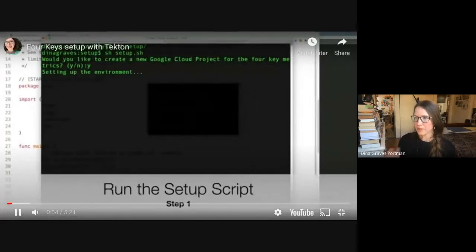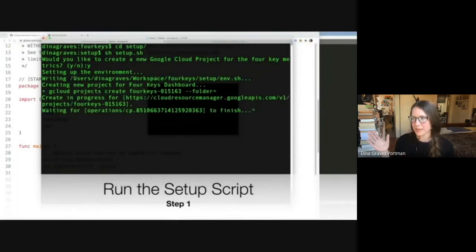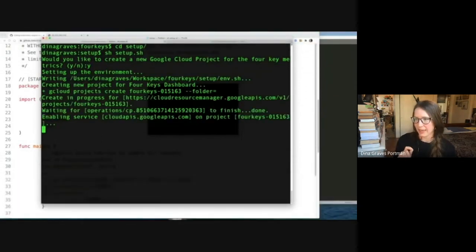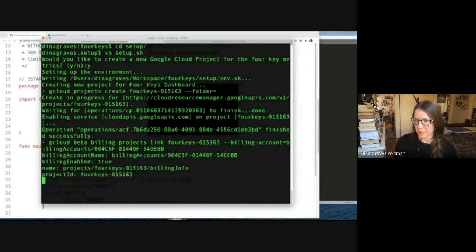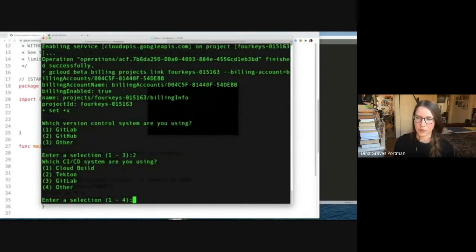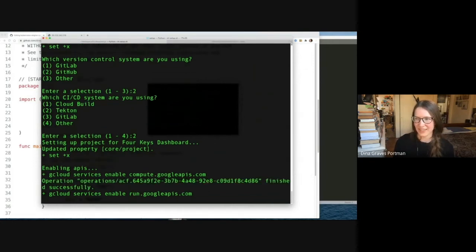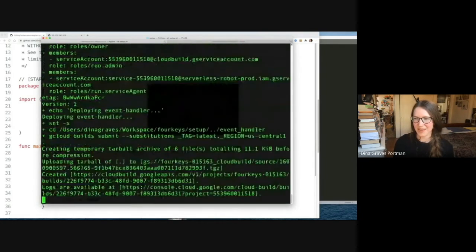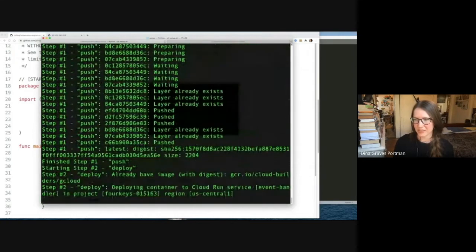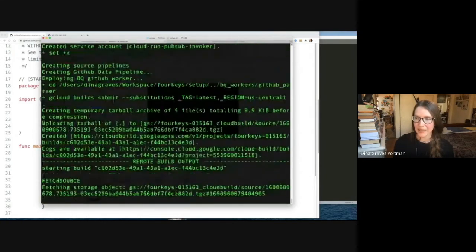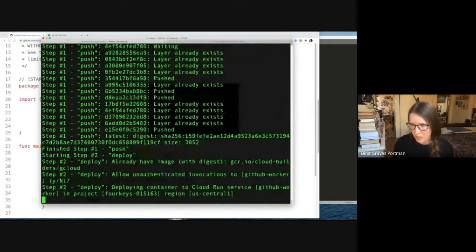So we start running the setup script, and then we're creating a new project, and it's turning on some APIs, and then it asks us what version control system we're using. We're using GitHub. In this case, I'm going to use Tekton as my CI/CD system, and now it does all the good stuff. It's going to turn on APIs, it's going to set permissions, it's going to create secrets, it's building and deploying all our workers.